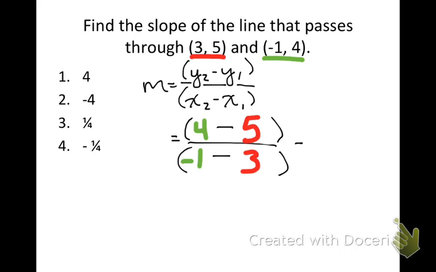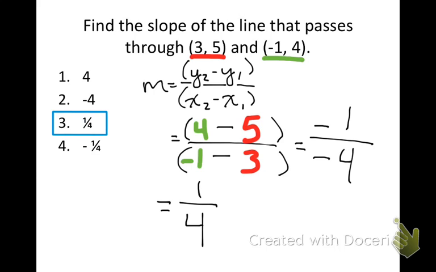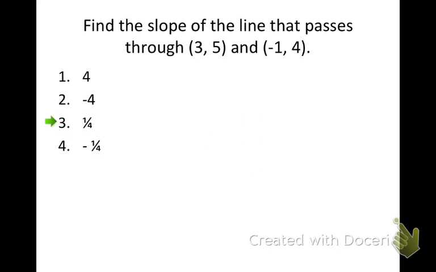After that, we solve. 4 minus 5, that's -1. -1 minus 3, well, that's -4. I have a negative divided by a negative. That would be a positive. 1 over 4, which looks like answer choice 3. And it is in fact answer choice 3.